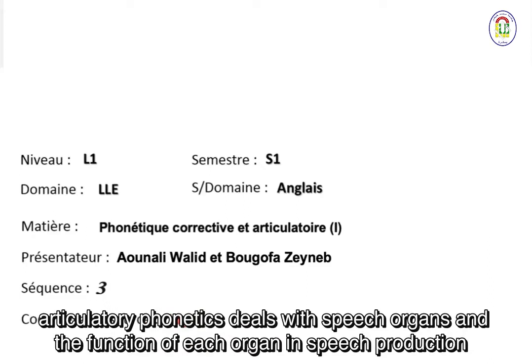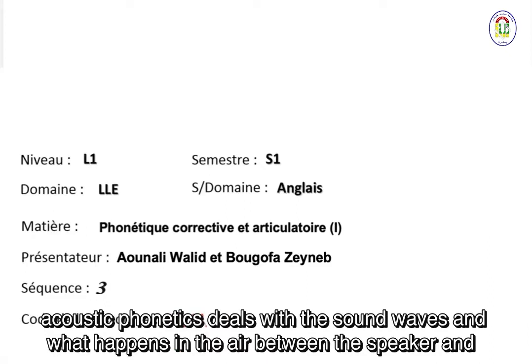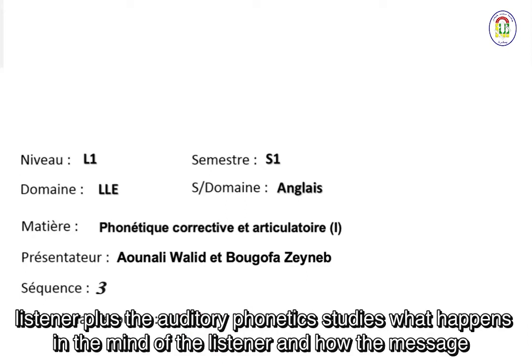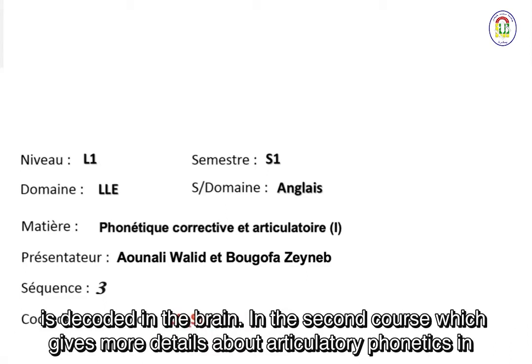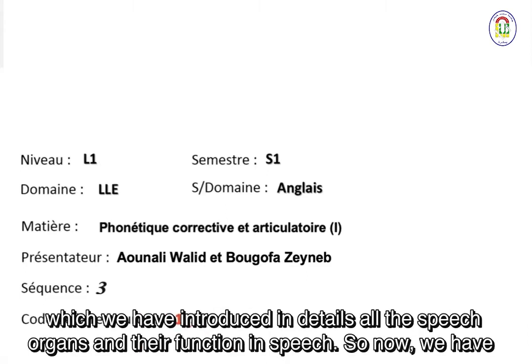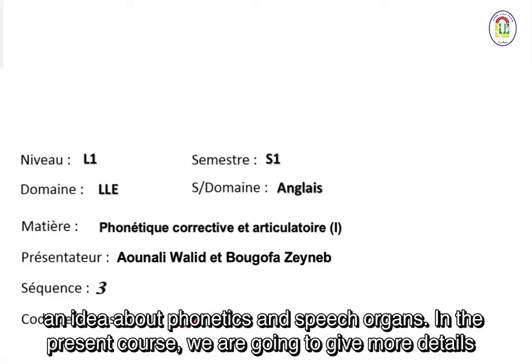Articulatory phonetics deals with speech organs and the function of each organ in speech production. Acoustic phonetics deals with the sound waves and what happens in the air between the speaker and listener. Auditory phonetics studies what happens in the mind of the listener and how the message is decoded in the brain. In the second course, which gives more details about articulatory phonetics, we have introduced in detail all the speech organs and their function in speech. So now we have an idea about phonetics and speech organs.